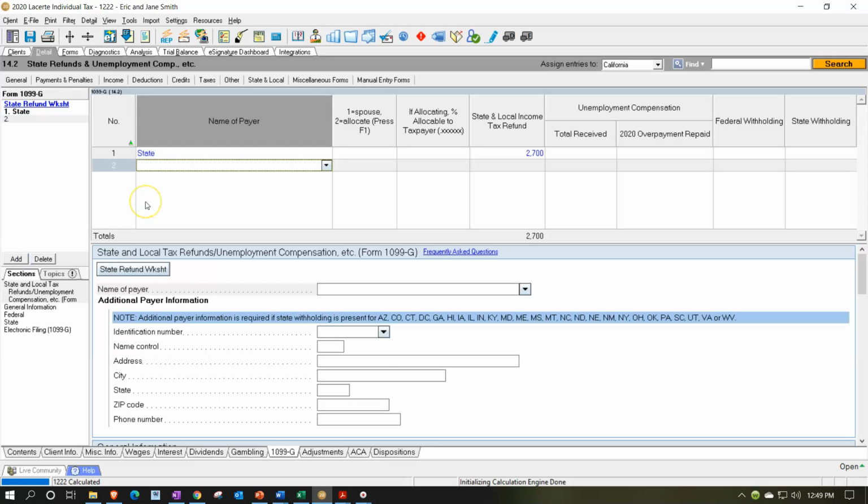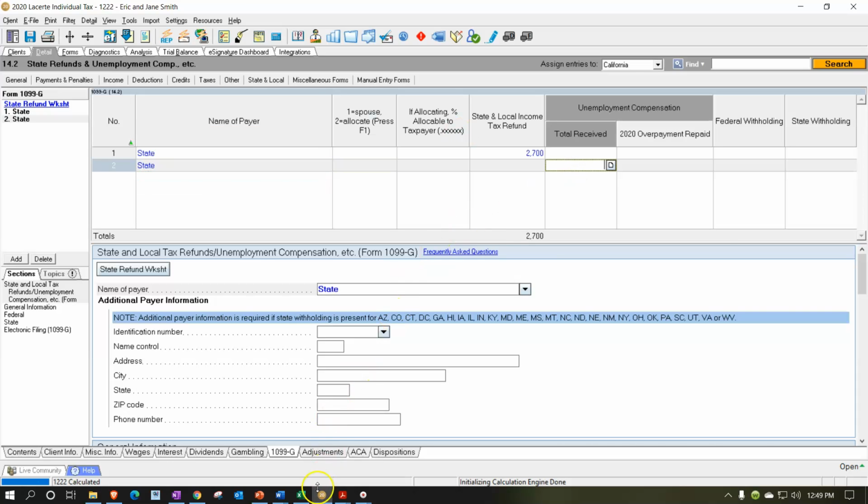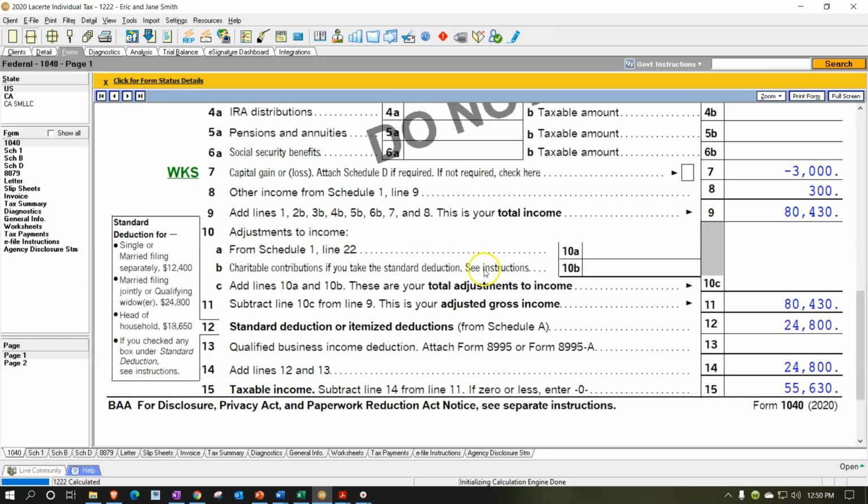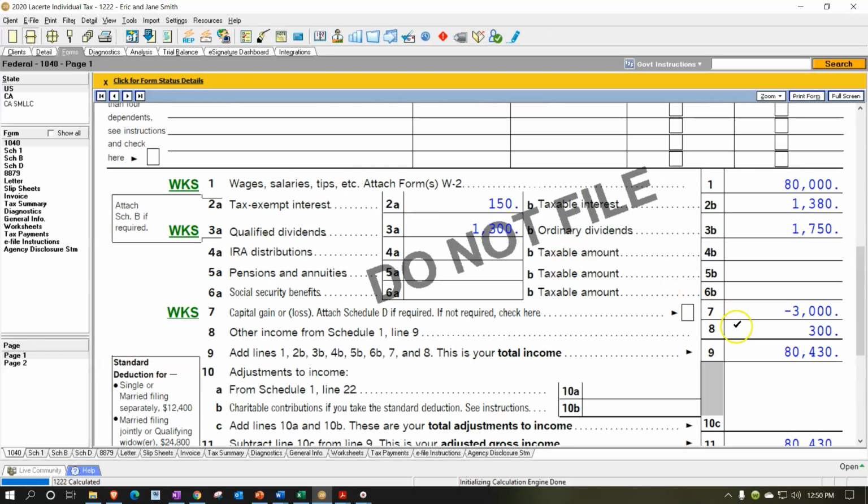So I'm going to say add, and let's say the state again for unemployment. And I'm going to say that we got, what did we get for unemployment? $300. Not very helpful. That didn't help, but we're okay. We're doing okay here. So then that's 300, and then we're going to go back on up top. Say unemployment compensation. That's going to be included here. We see it flowing in then to line 8.